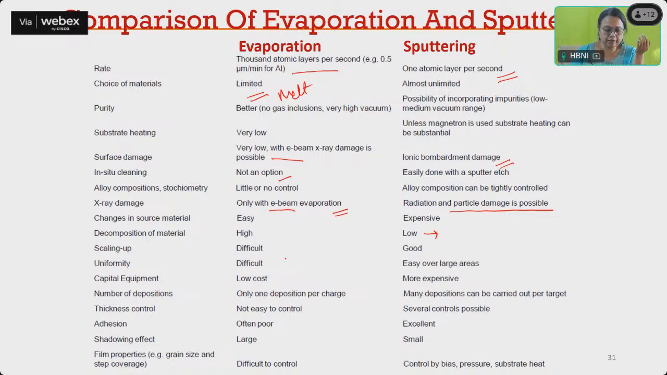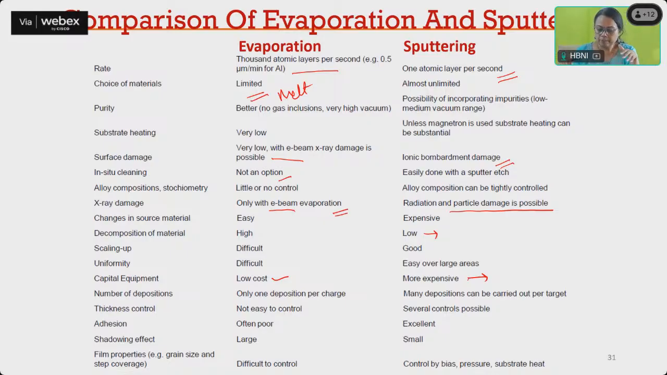Equipment difficulty: the equipment is low cost, whereas sputtering is more expensive because you require a very high voltage. In case of RF you will need an RF power generator, then you may need a magnet, and then you need another gas, argon gas, high purity, so there is a lot of complexity and it is more expensive. Number of depositions: only one deposition per charge, whereas in sputtering we can keep on doing deposition.